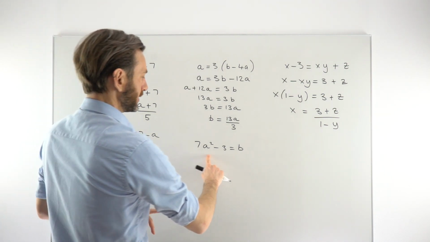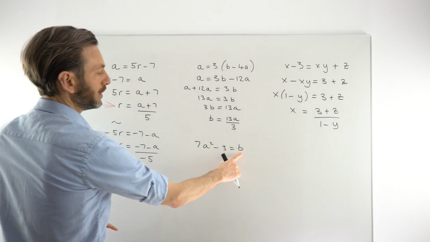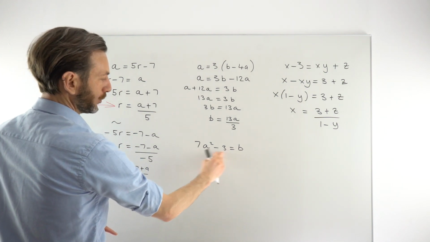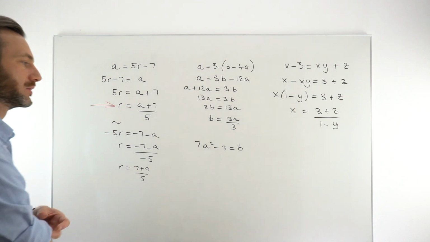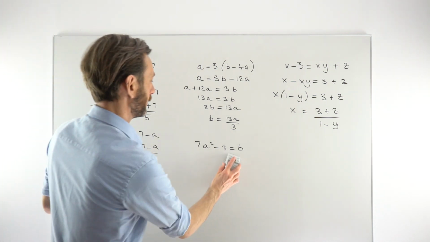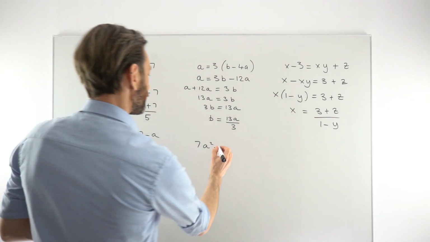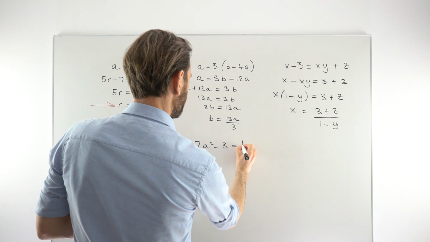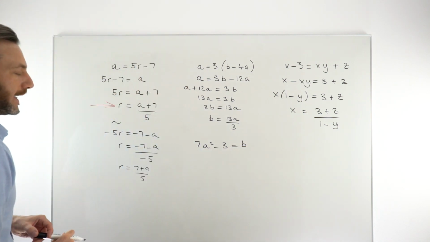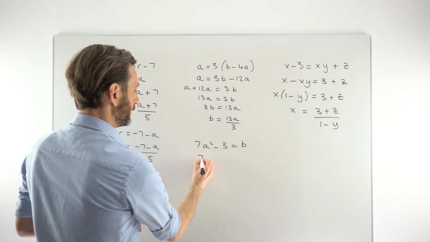Turning our attention then to this one, let's have a look at making A the subject. At the moment B is the subject, it's B equals all of this stuff. We want to flip that around to A. Got some slightly more difficult things to deal with here, particularly the square root. Okay, so minus 3 equals B. So we're going to start just by moving the 3 to the other side.